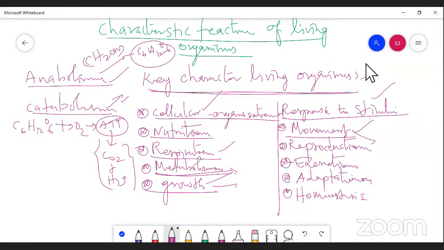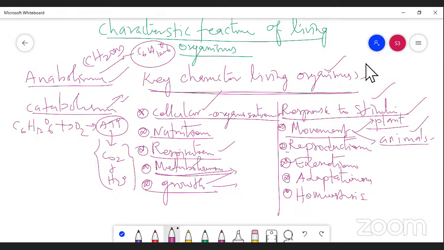According to the movement event, living organisms are divided into two parts. One is plants, another one is animals. Organisms that migrate from one place to another are called animals. Organisms that cannot move from one place to another are called plants. So it is a key point of living organisms.